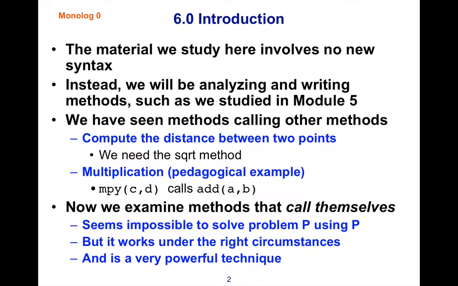So for example, we've seen that the distance between 2 points may require calling the square root method. That's one method calling another. Here we're going to use multiplication and addition in a recursive kind of way, which is a pedagogical example, but we can illustrate how recursive methods work. So these methods call themselves. It seems almost impossible to solve a problem P by calling P when you haven't even finished writing P yet. But it works under the right circumstances, and it's a very powerful technique.